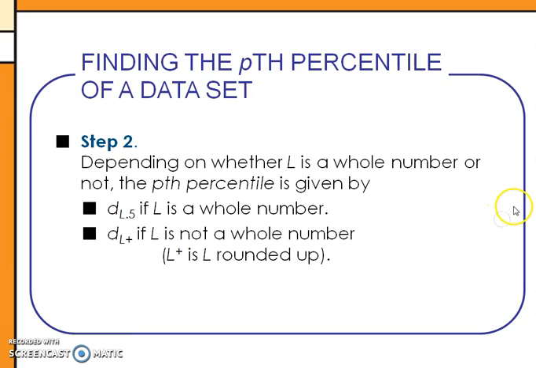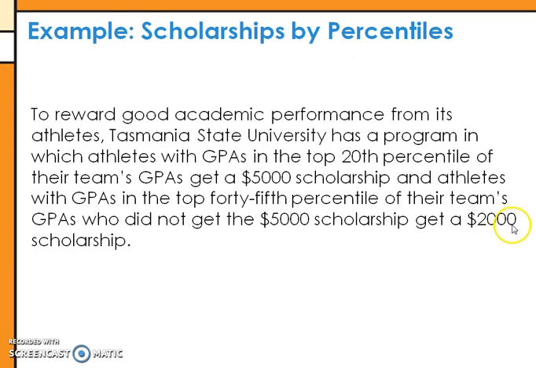All right, so let's try one. So this one has a program in which GPA is in the top 20th percentile. Now be careful, that means that you're at the 80th percentile. So top 20 is better than 80% of people. They get a $5,000 scholarship, and then athletes with GPAs in the top 45th, so you got to do better than 55% of people, get a $2,000 scholarship.